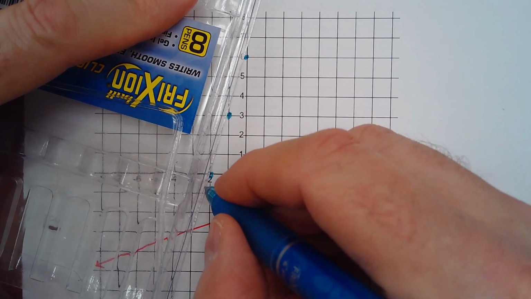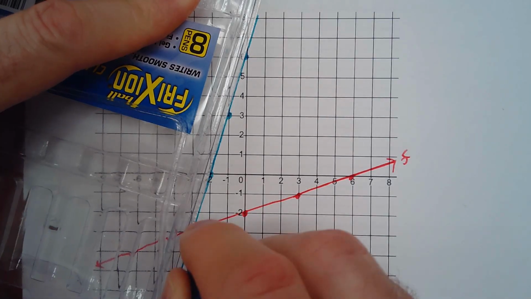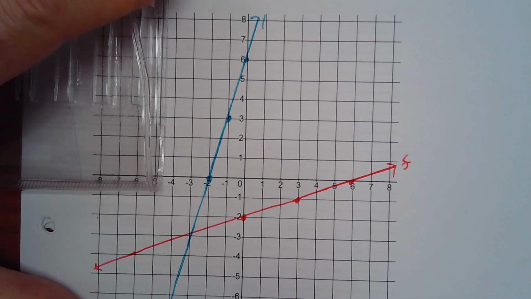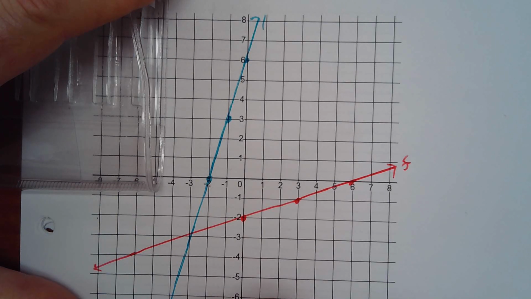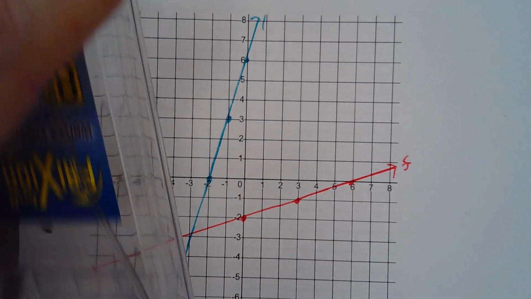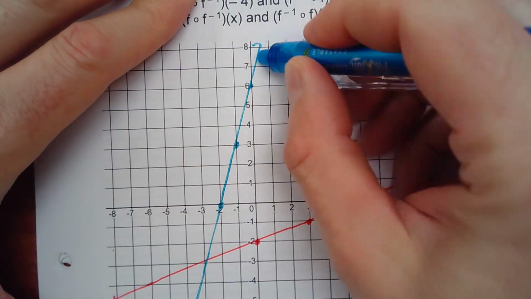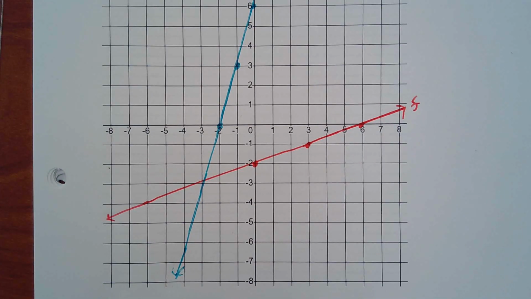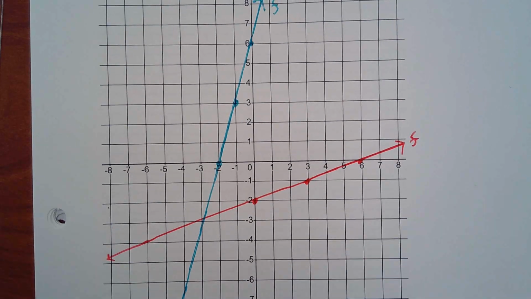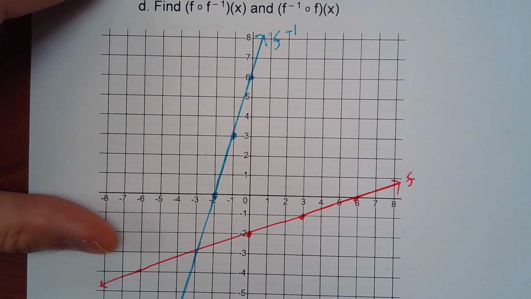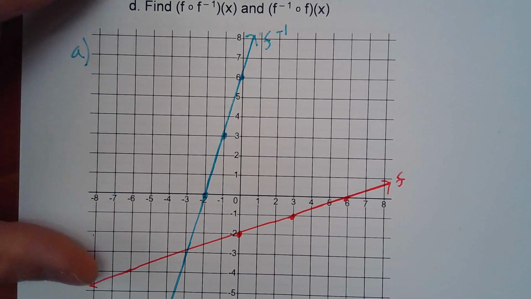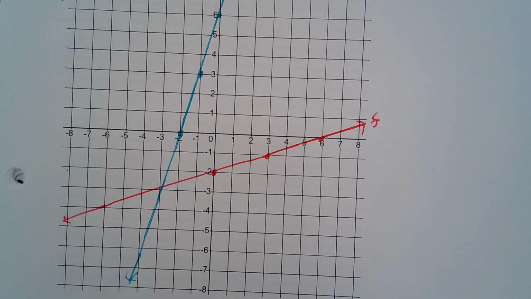Let's see if we can draw that. I'm going to pretend that's a straight line. Okay. So this would be my f inverse. Okay, so now, that's part A. We graph these. Part B says write the equation for f inverse.